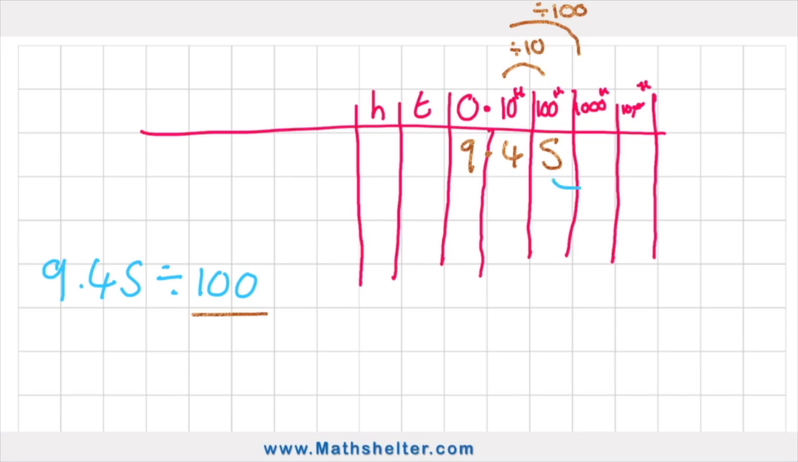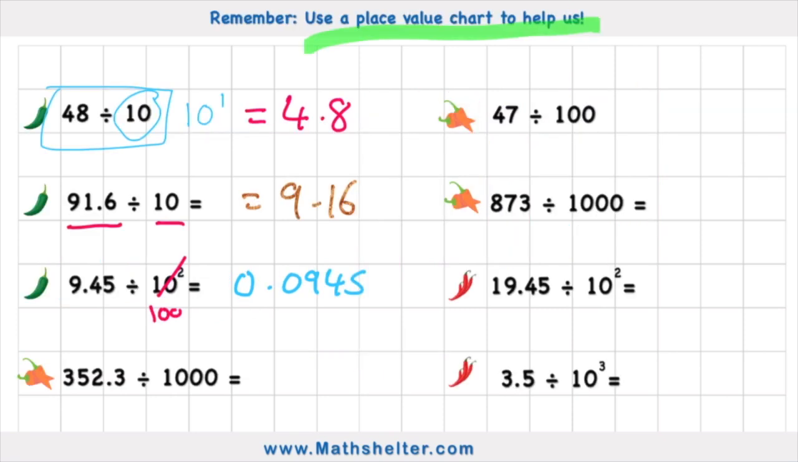My 5 hundredths become 5 thousandths. My 4 tenths become 4 hundredths. My 9 ones become 9 tenths. And now you can see if I put my decimal, I have this gap again, which I need to fill with a placeholder. So my answer would become 0.0945.